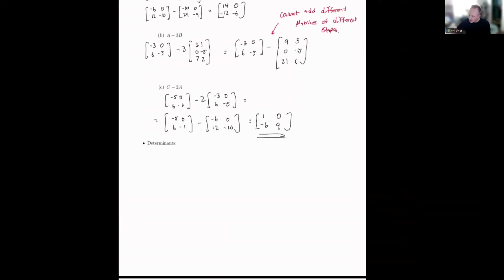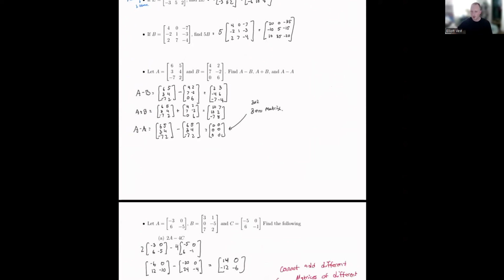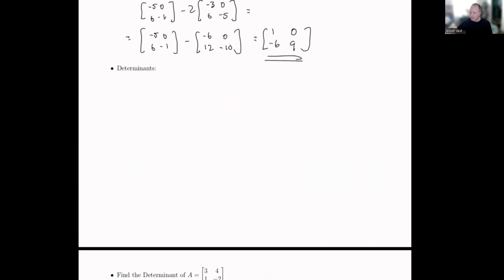Okay, we're finishing off lesson 7 here. We were doing classic matrix operations before. Now we're going to get to a special kind of thing you can do with matrix operations, which is called a determinant. I'm going to give a definition of a determinant, and I'm going to show us how to do it.